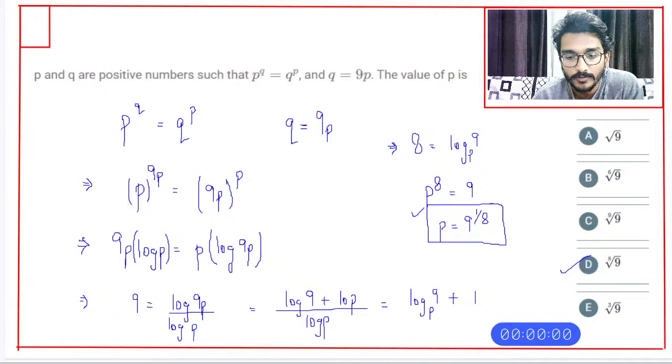Okay, so these two questions are from XAT PYQs, and you can clearly see that every topic is important. All right, moving to the next question now.